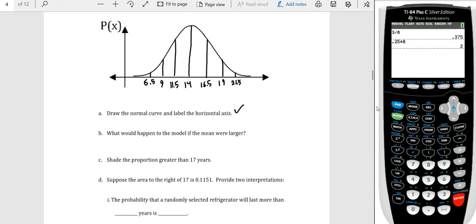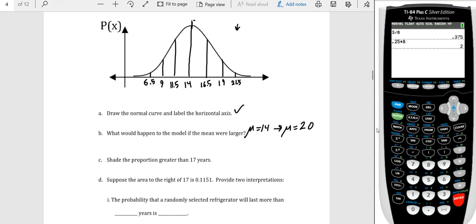Part B asks, what would happen to the model if the mean were larger? So for example, if the mean went from 14 and it changed into a mean of, say, 20, that would just be a larger value. Well, what would happen here is the center would change from 14 to 20. So I'd move this center value over to around there. But that's all that would happen. The shape of it would stay the same.